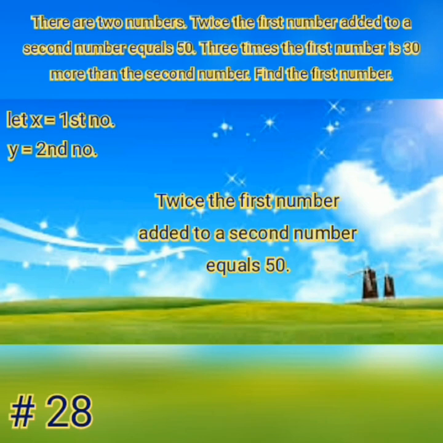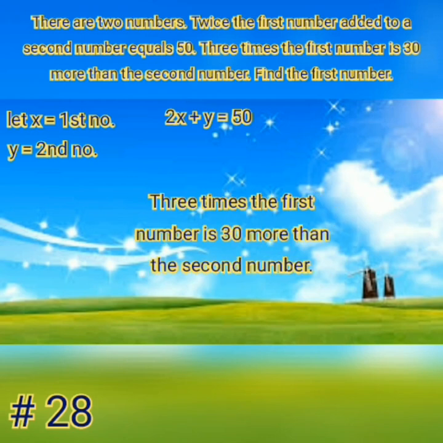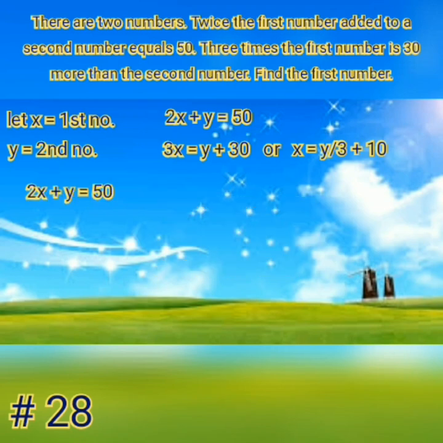Twice the first number added to a second number equals 50, 2x plus y is equal to 50. While 3 times the first number is 30 more than the second number, 3x is equal to y plus 30, or x is equal to y over 3 plus 10. By substitution, this will be 2 times the quantity of y over 3 plus 10, plus y is equal to 50.